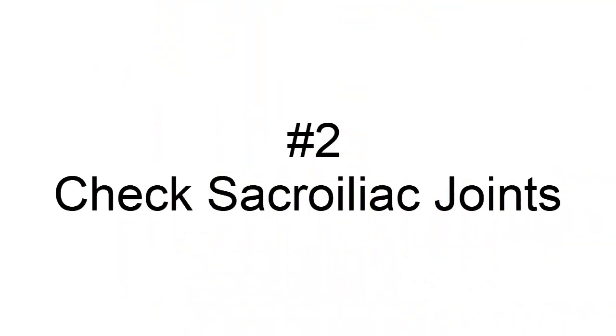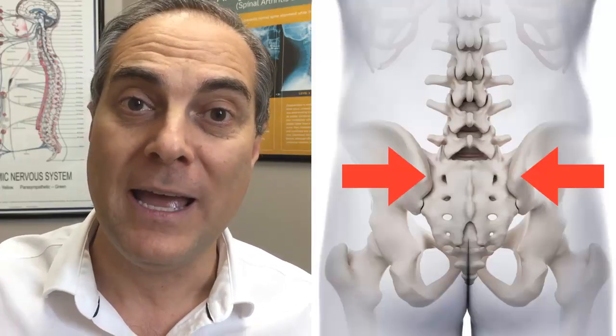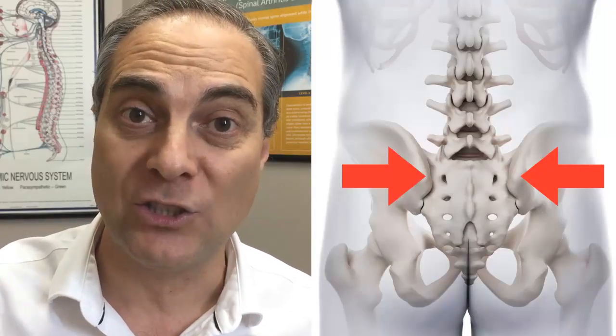Number two, I would check the sacroiliac joints. Why would I check the sacroiliac joints, which are also called the SI joints for short? Because the SI joints can very much be a pain generator in these situations. Now, sometimes they are the pain generator and nothing else. Sometimes they're the pain generator on top of something else like an L4, L5 disc or an L5S1 disc bulge.